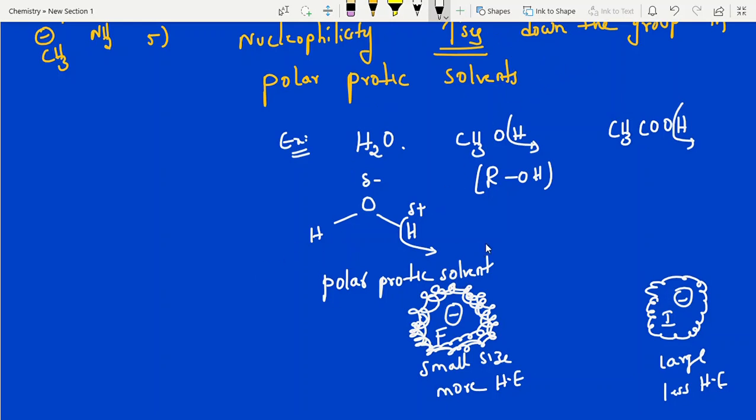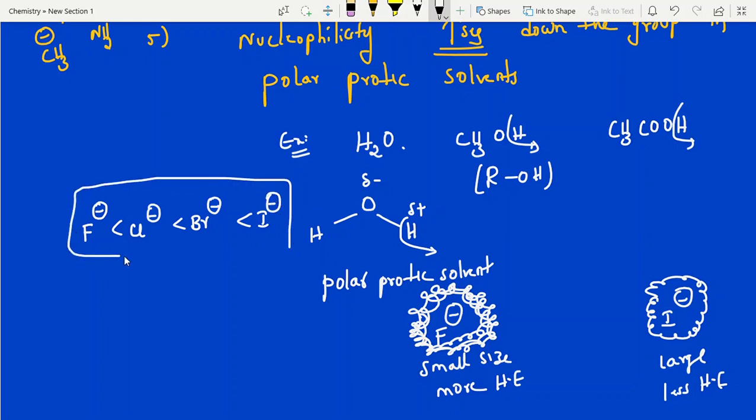So can you write the order, students, here? What is the order? F minus is less than Cl minus, which is less than Br minus, which is less than I minus. Very, very, very important competitive question. Okay, now next one.